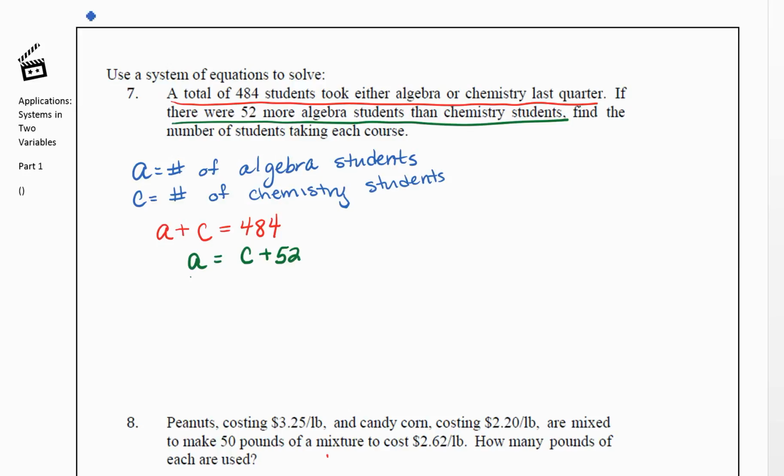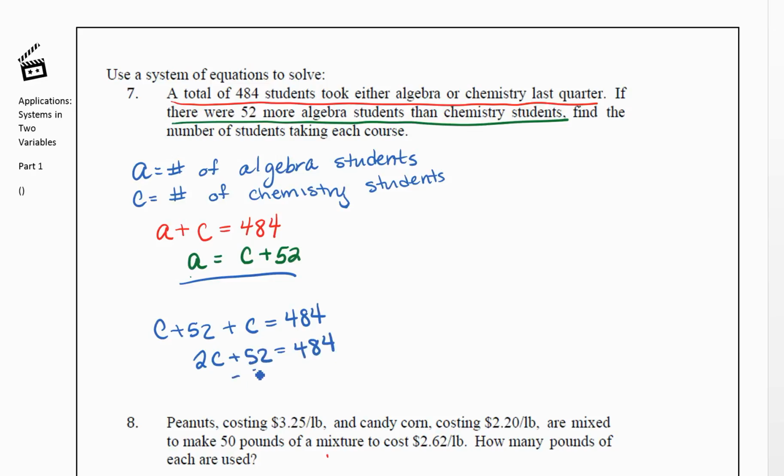To solve it, you can use any of the methods we talked about. This one's already set up really nicely for substitution because we already have A solved for something. We already know A is equal to C plus 52. So we can plug that in to the first one. So we'd have C plus 52 plus C equals 484. If we combine like terms here, we'd have 2C plus 52 equals 484.